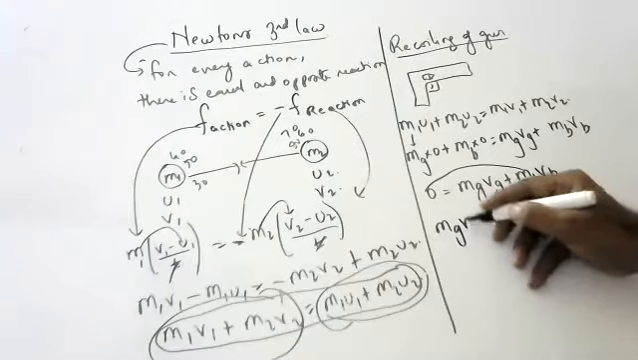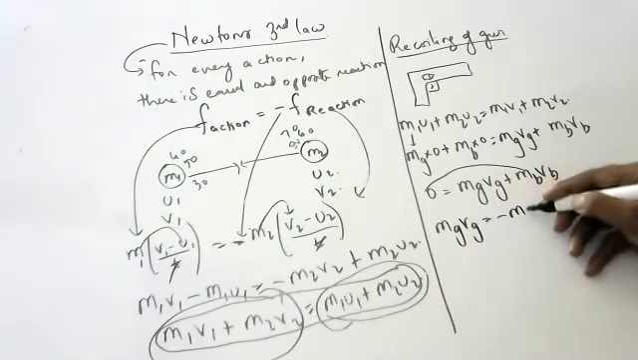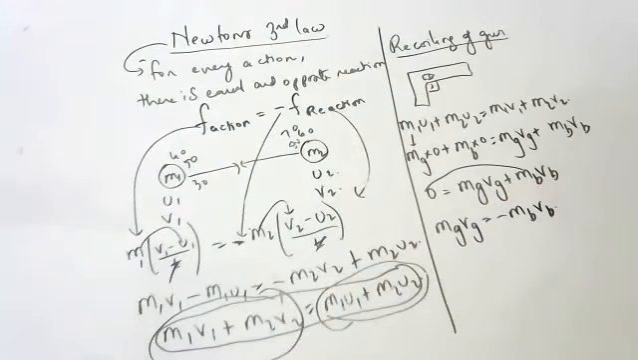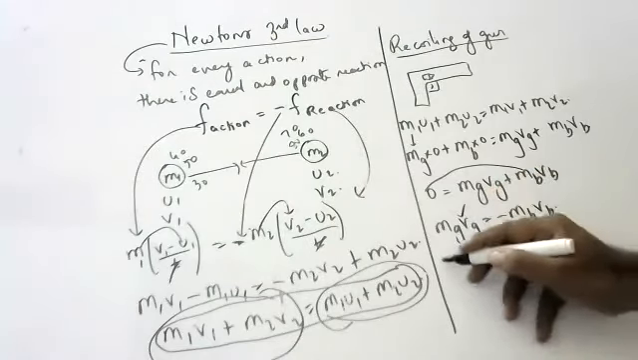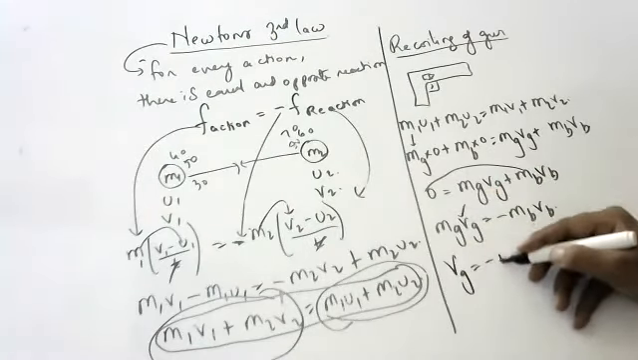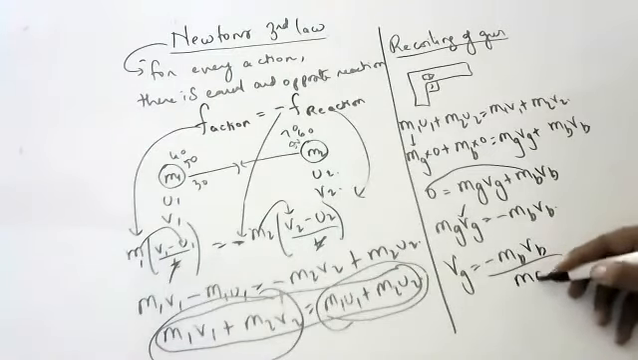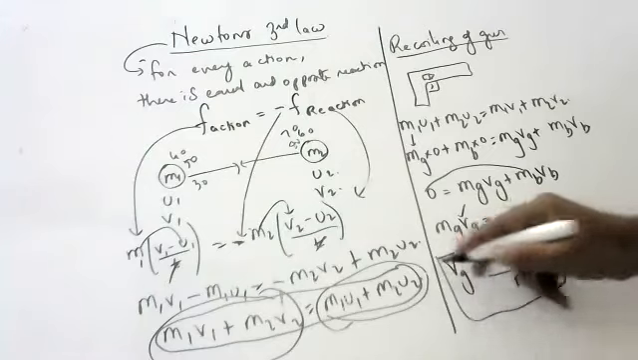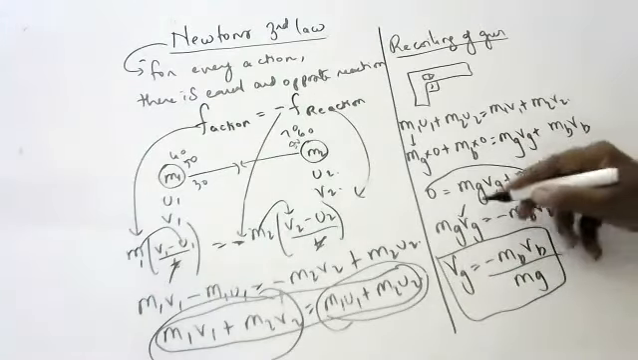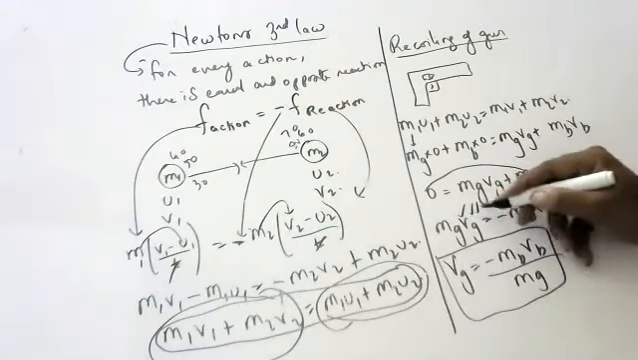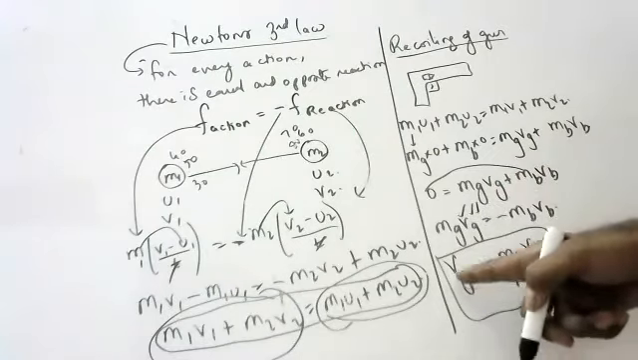Mass of gun into velocity of gun is equal to minus mass of bullet into velocity of bullet. Velocity of recoil of gun is equal to minus mass of bullet into velocity of bullet by mass of gun. This is the formula for the recoil of gun. Recoil of gun means how fast the gun goes back when you shoot the bullet.